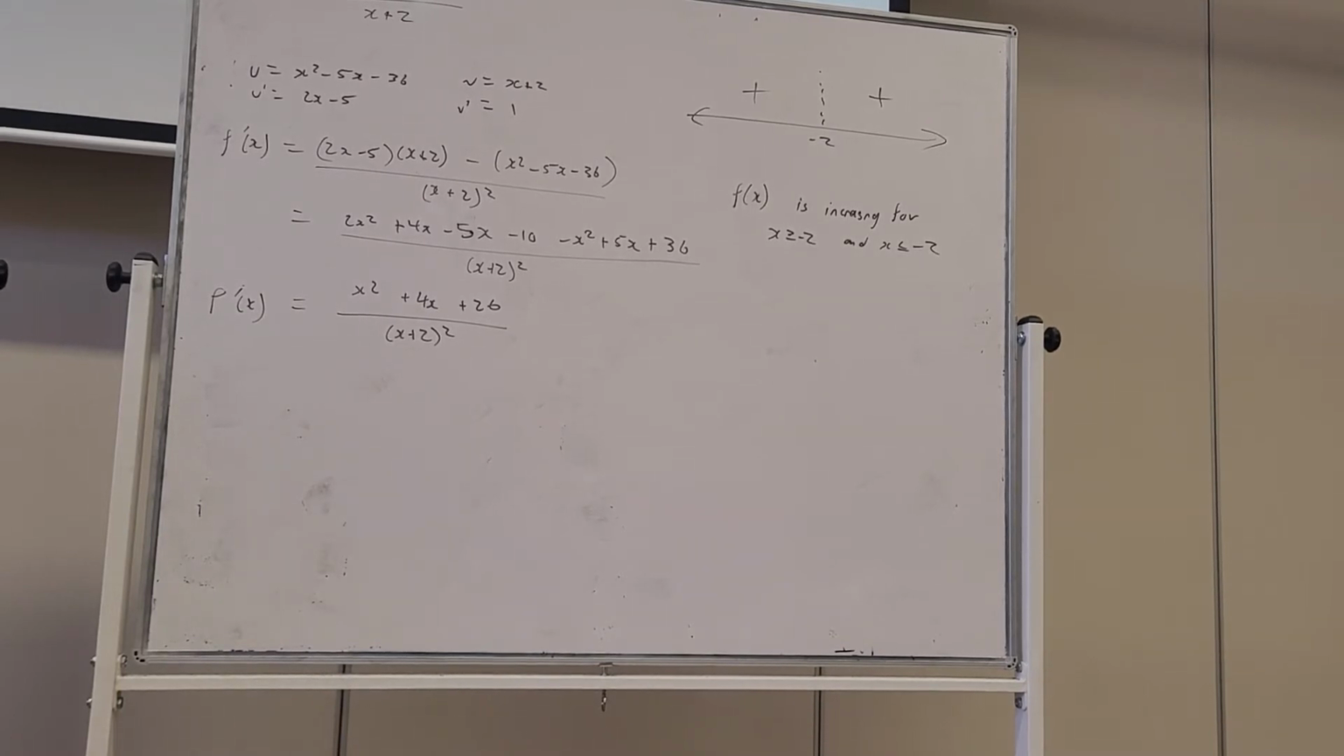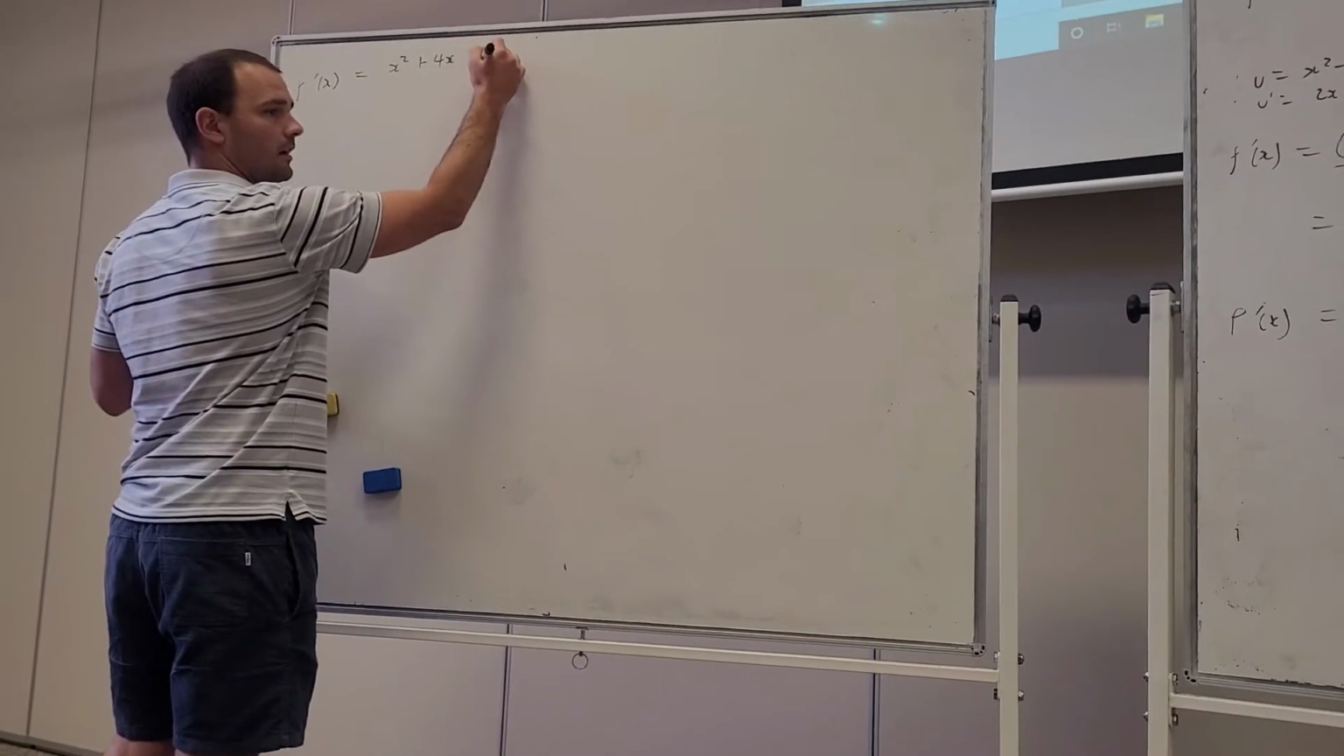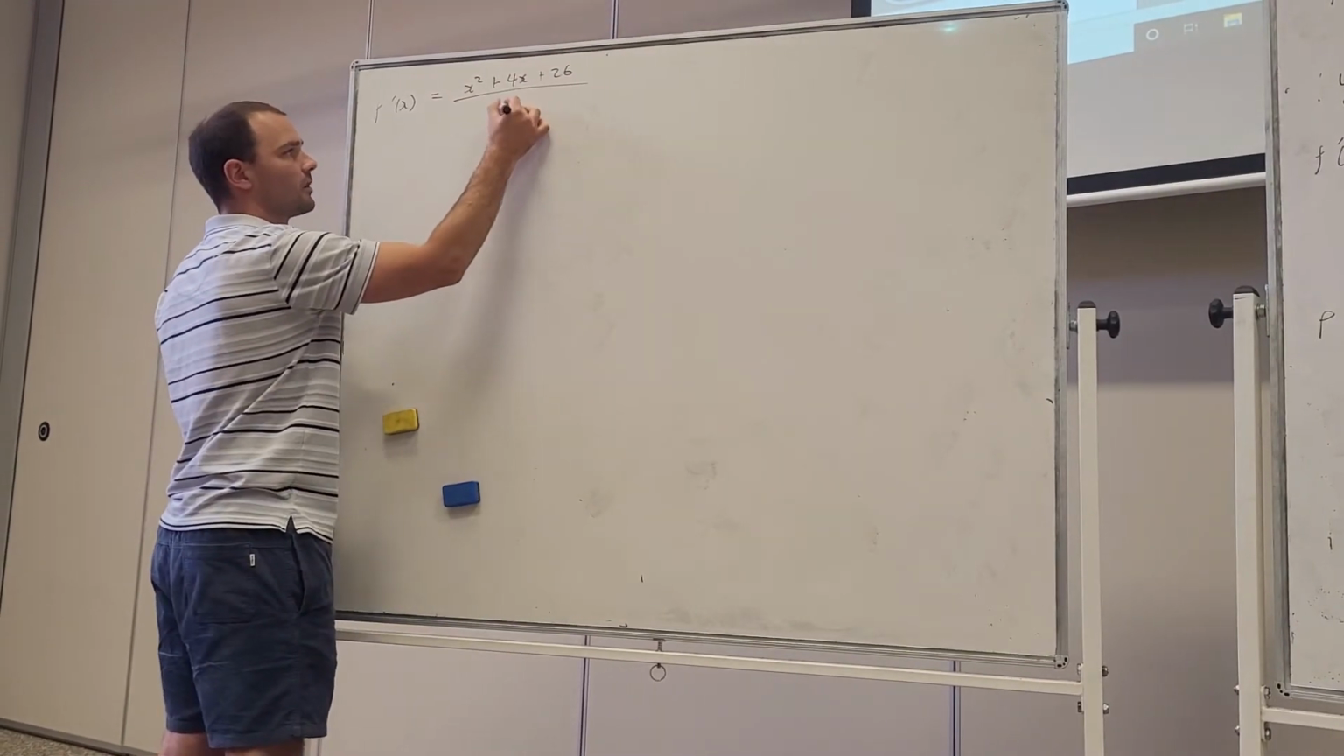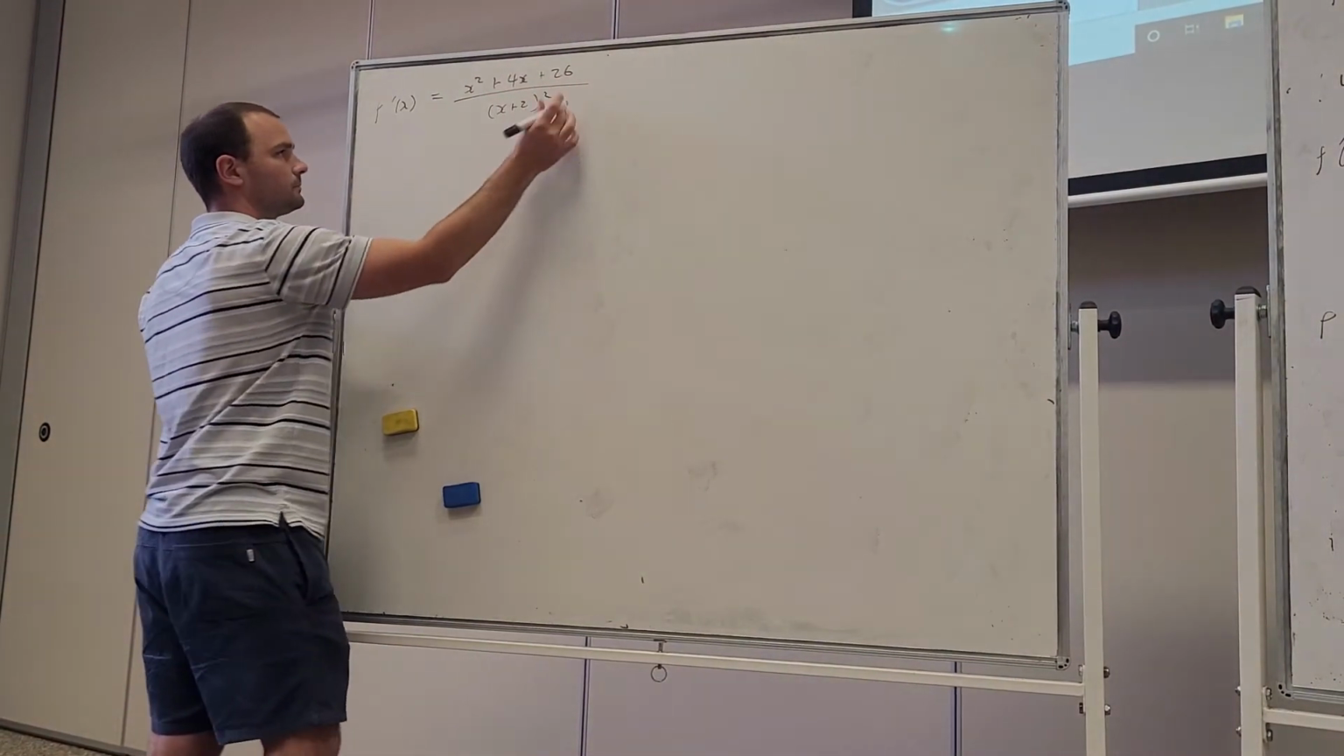Is this question 2? That's the same one, Ben. Yep, question 2. x squared plus 4x plus 26 on top of x plus 2 squared.